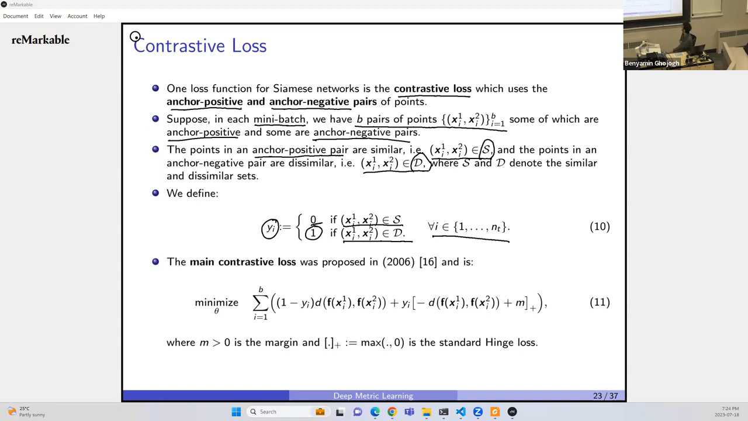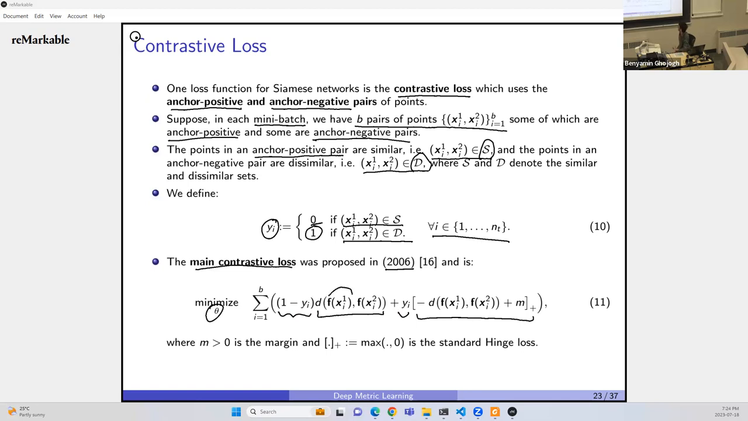Then the main contrastive loss, because we have several variants of contrastive loss, the main one was proposed in 2006. You see, it's not very old. And it's this. Equation 11 is the contrastive loss. Theta here is the weights of the neural network, which we train by backpropagation. And this is the loss. So here we have 1 minus yi times this distance, and yi times this. Okay, let's talk about these one by one.